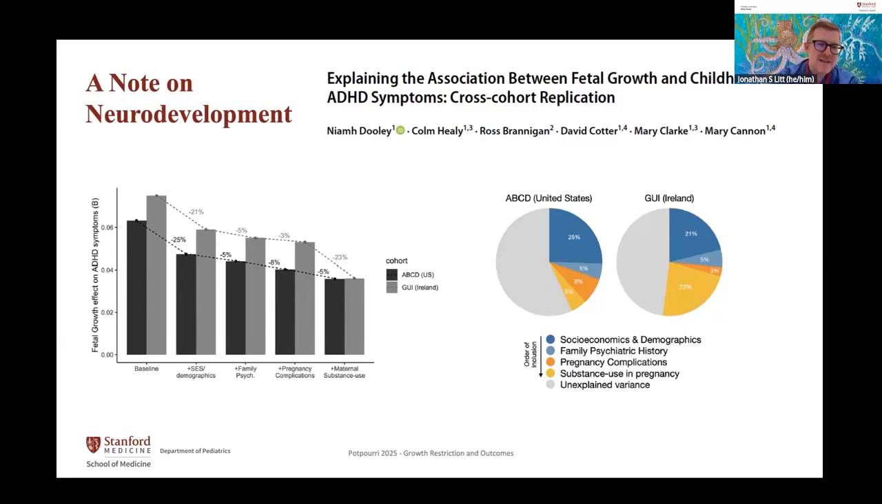And you see that there is an effect of growth restriction at baseline, but then the authors added serially the effects of socioeconomic status and social determinants, family psychiatric histories, pregnancy complications, and then maternal substance use. And you see that the rates actually fall down. And that tells us that, yes, there is an impact of growth restriction, but it's likely either confounded or mediated by other social or environmental or familial factors.